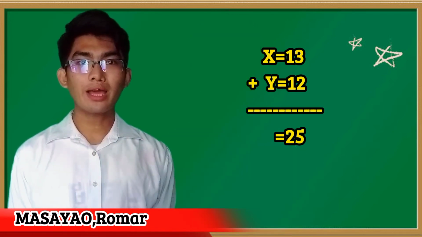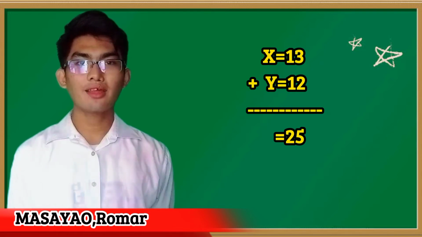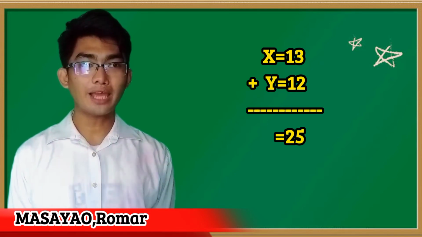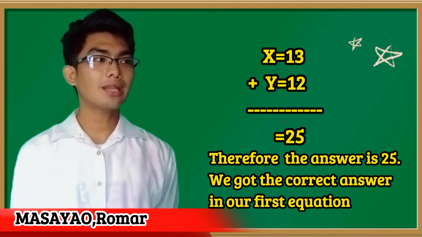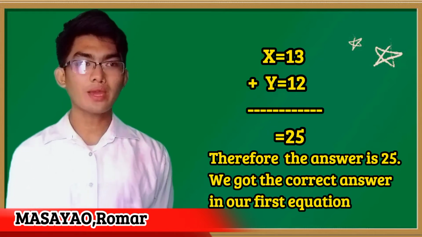Our first equation is x plus y equals 25. So, x equals 13 plus y equals 12. Then add 13 plus 12 equals 25. So, therefore, the answer is 25. We get the correct answer in our first equation.